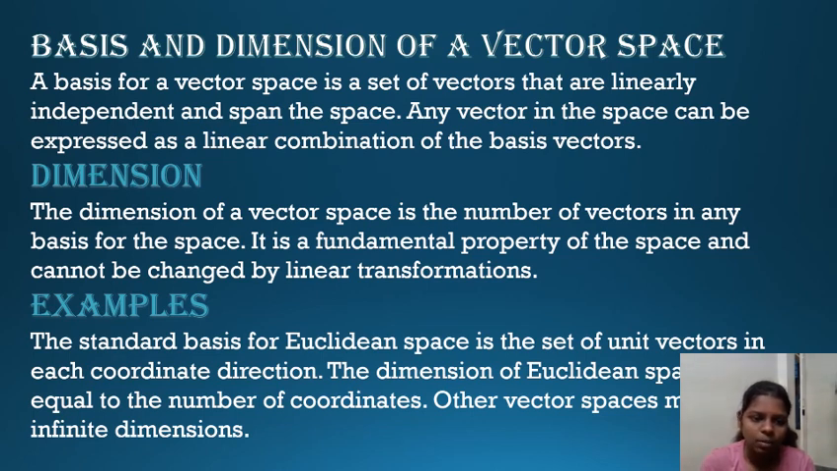Examples: the standard basis for Euclidean space is a set of unit vectors in each coordinate direction. The dimension of Euclidean space is equal to the number of coordinates. There are other vector spaces in finite dimensions.